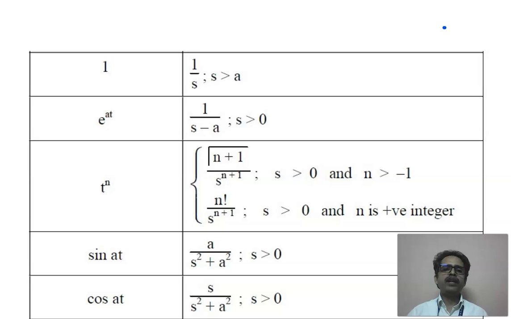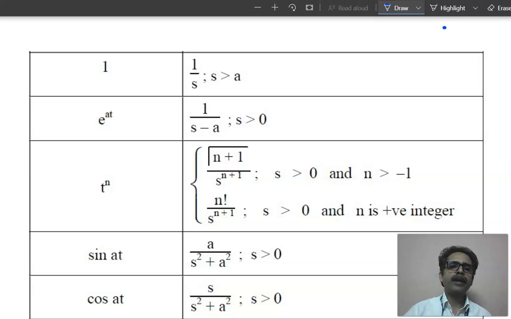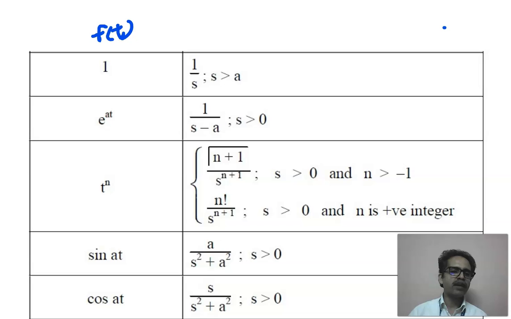Now I can show one table. This is a table where the first column represents different standard functions of t. So I can take them as f of t. The first column represents different standard functions of t, like 1, which represents a constant function. Second, e raised to at, t raised to n, that is a polynomial, sine of at, cos of at. Here a is a constant, n is a number. So the first column represents a function of t.